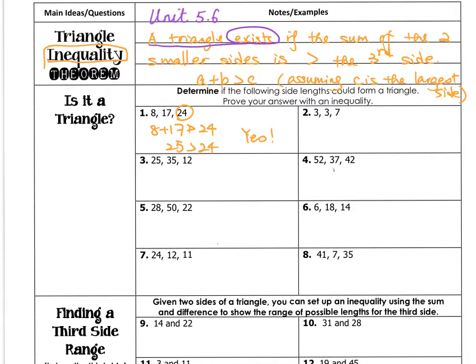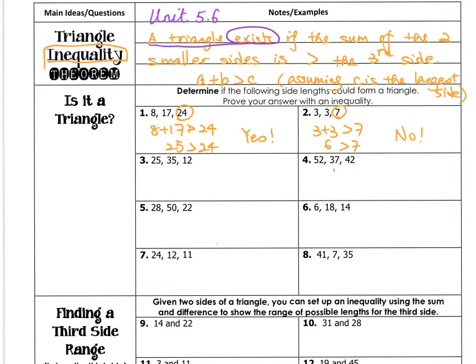So let's look at number 2. 7 is my largest, so I add the other 2 together. I'm hoping that 6 should be greater than 7, and the answer is no. So in this case, oops, sorry, I dropped my pen. In this case, I don't have a triangle there. So you can finish the rest of it.